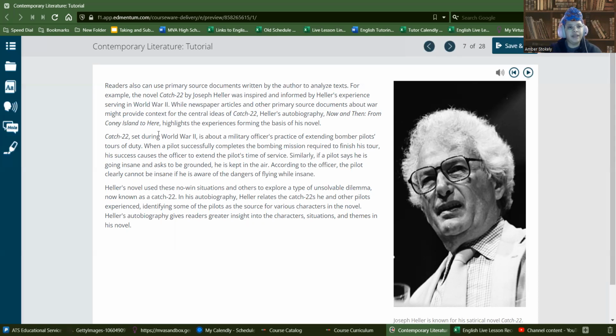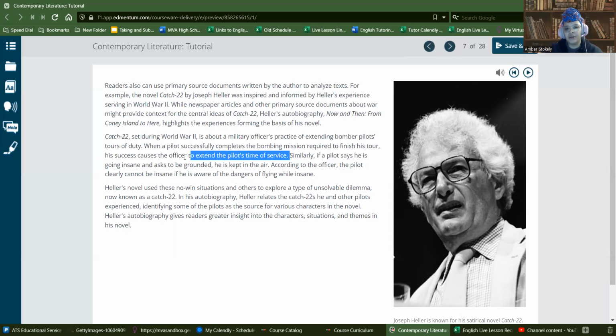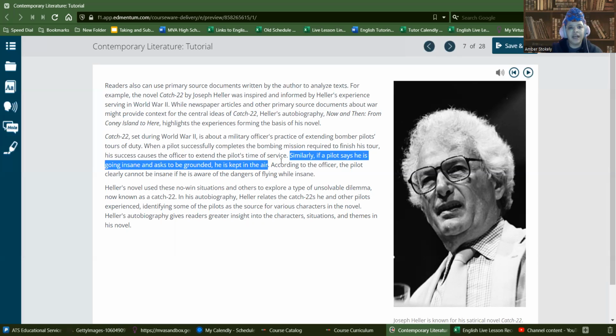And then they give you some information just about this. So Catch-22, set during World War II, is about a military officer's practice of extending bomber pilots' tours of duty. So basically, when a pilot successfully completes their bombing mission, his success causes the officer to extend the pilot's time of service. So if a pilot says he's going insane and asks to be grounded, he's basically kept in the air. So the phrase Catch-22 refers to a cycle that feeds into itself.